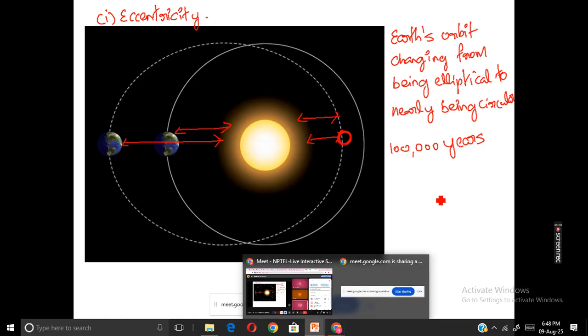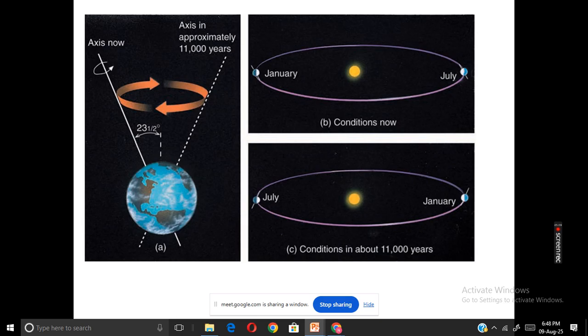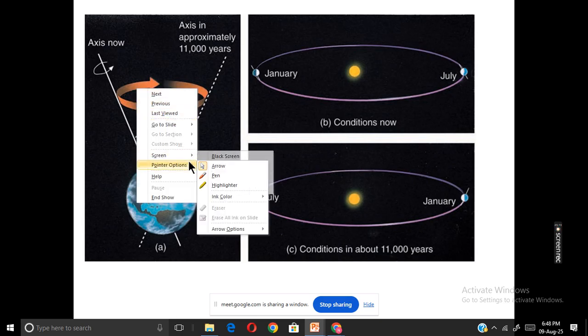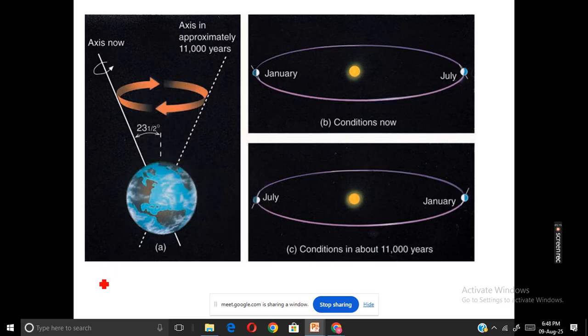So that's what happens because of eccentricity, or change in the shape of the Earth's orbit. Now the second one is known as wobbling. The first one is eccentricity. The second one is known as wobbling.